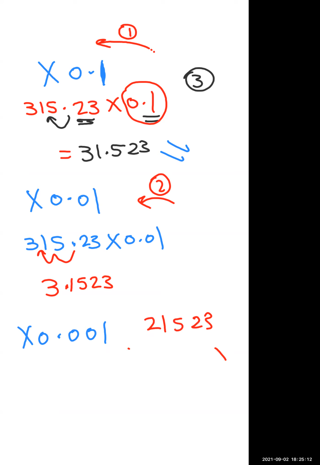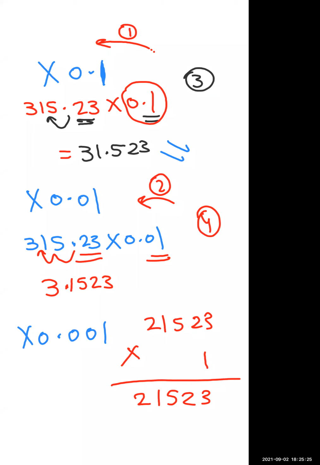31523 times 1, so 31523. Now, how many decimal places? 2 and 2, so 4. Now, move the decimal point 4 places to the left. 1, 2, 3, 4. So it becomes between 3 and 1. So this means 3.1523. So it's exactly the same as what we got here. Okay?